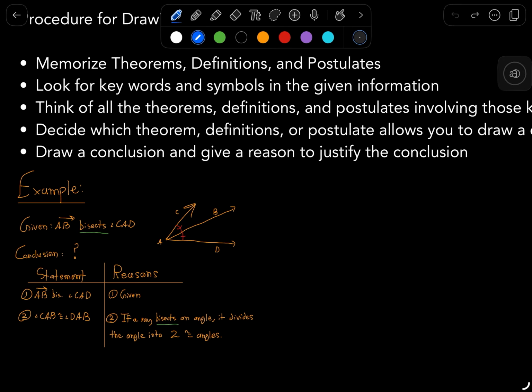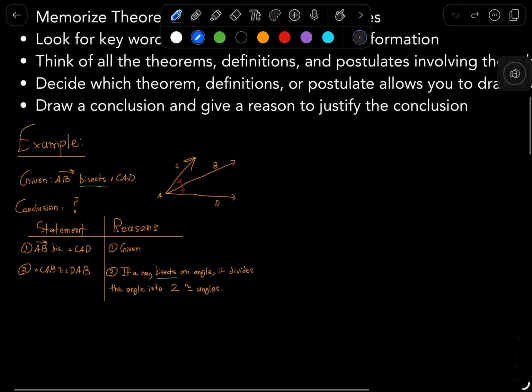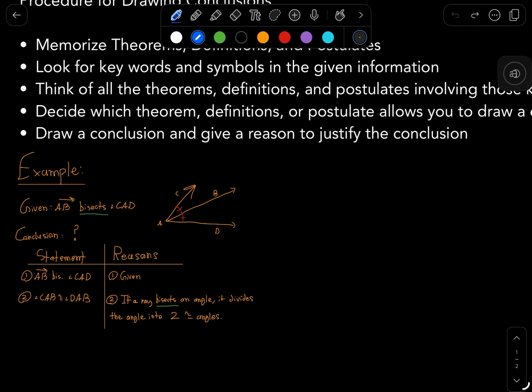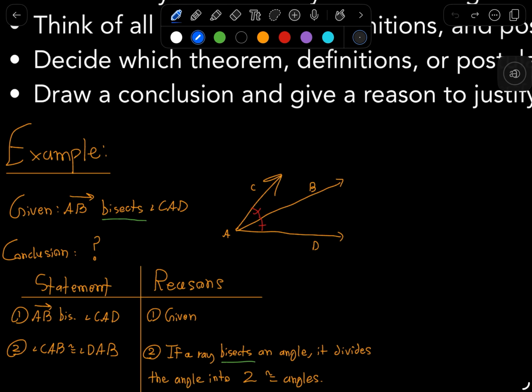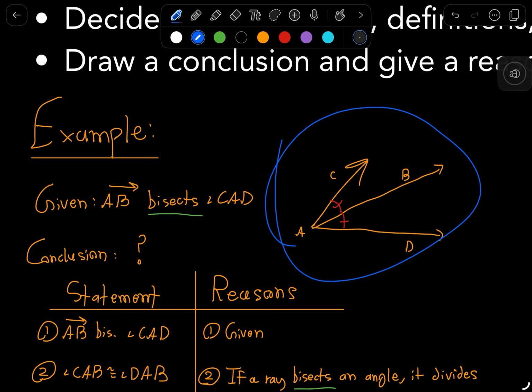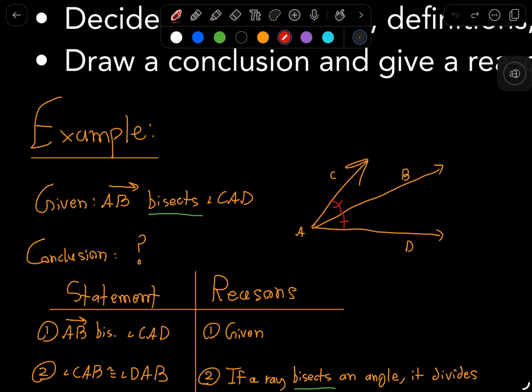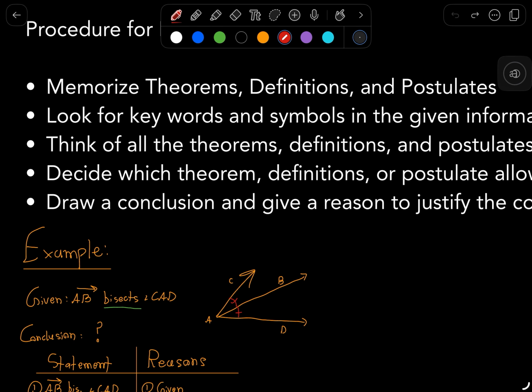Okay, so in this example, we're given AB bisects angle CAD. They give us a diagram, and this time it's different because it doesn't tell us what the conclusion is. We have to find that out ourselves. So let's look at our first step, memorizing theorems. We've already done that, assuming you have actually done that. Let's move on to the next step, which is looking for keywords.